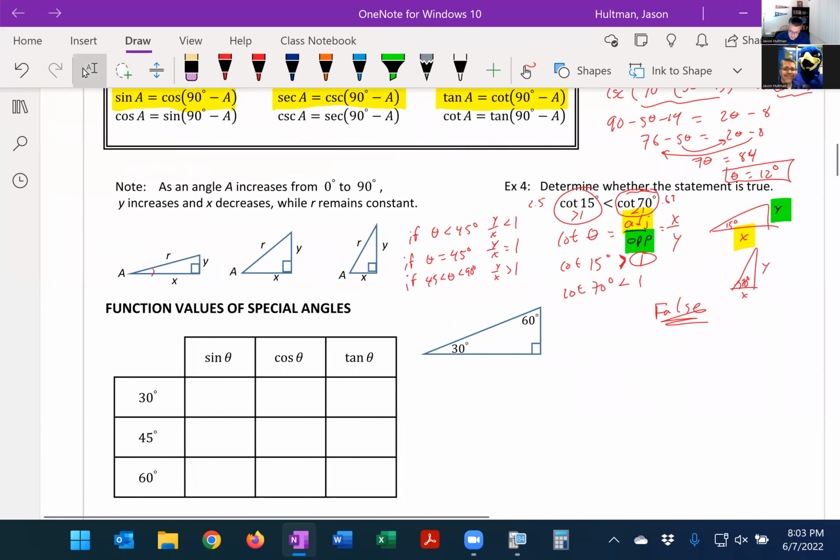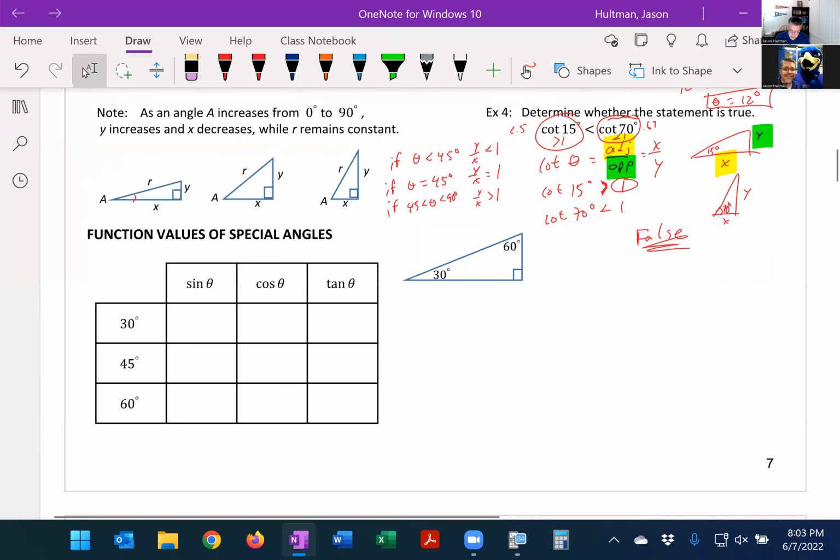Okay, let's finish up this section with the function values of special triangles. What are the function values of special triangles here? Well, the sides of a 30, 60, 90 triangle look like this. The side opposite the 30-degree angle is 1, the hypotenuse is 2, and using the Pythagorean theorem, I can get the adjacent side to be radical 3. So let's work on the 30-degree and 60-degree angles here.